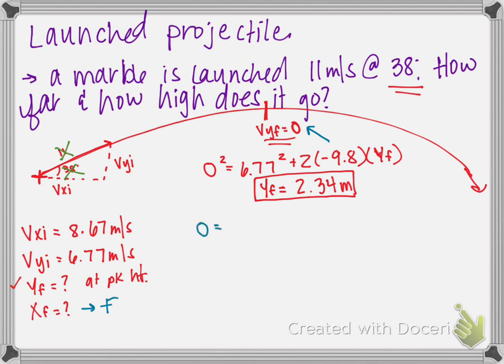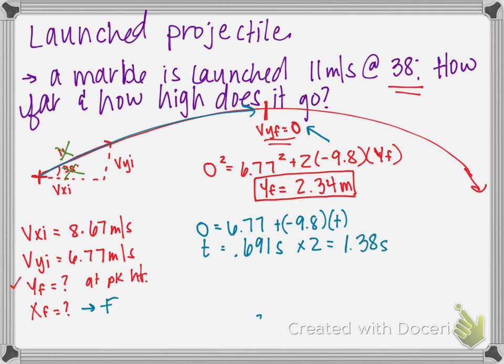So I would take VYF equals VYI plus A times T. And that would get me to the halfway point. That T gives me 0.691 seconds. But that's only the time it takes to go up. So I have to multiply that by 2 to get my total time, 1.38 seconds. Then I can go use my x final equation to solve for my total horizontal distance.